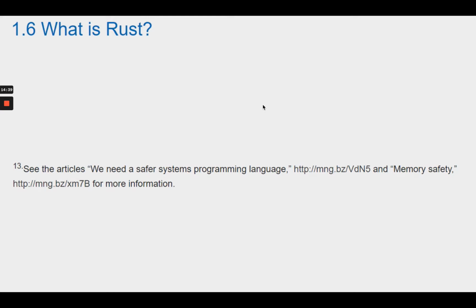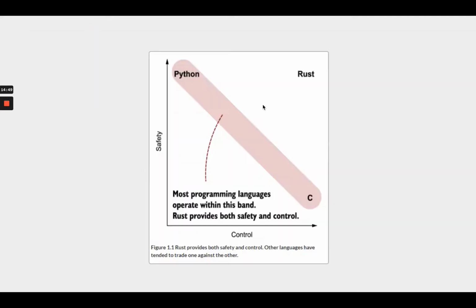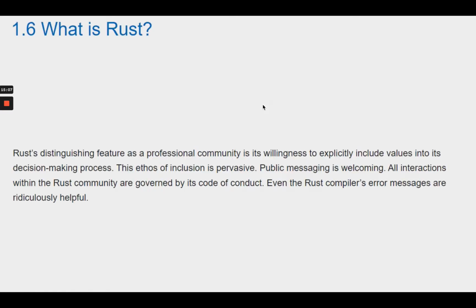Footnote 13. See the articles We Need a Safer Systems Programming Language at this link, and Memory Safety at this link for more information. Other languages can provide this level of safety, but these require adding checks that execute while your program is running, thus slowing it down. Rust manages to break out of this continuum, creating its own space as illustrated in Figure 1.1.